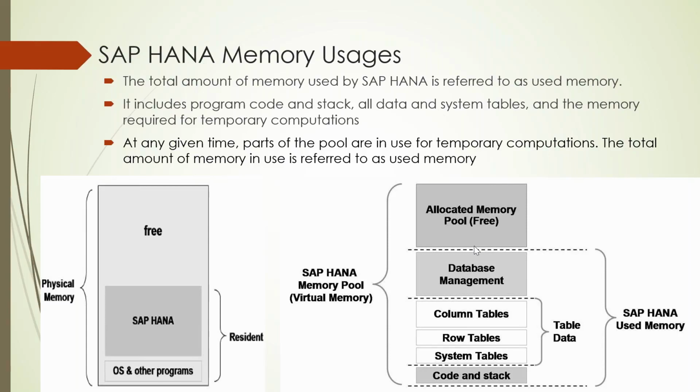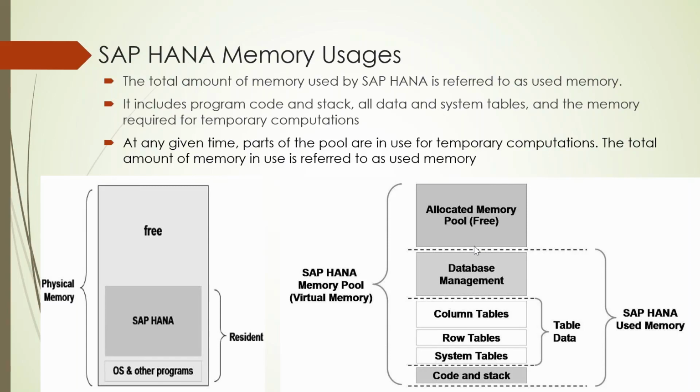So the HANA database doesn't use swaps. In the HANA database we don't configure swaps. Swaps are required for applications, but for an in-memory database, swaps are not required. Why? Because if you configure swaps, the HANA database will use the swap memory, and you won't get good performance. So we don't configure swaps in the HANA database.